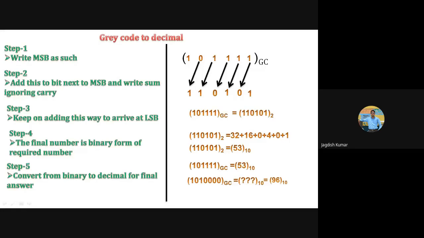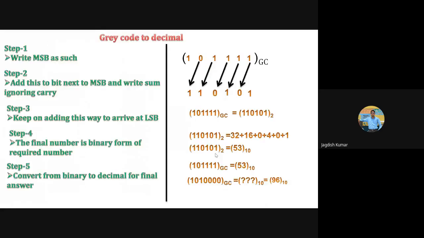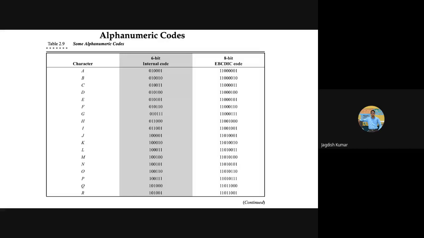Where is Mohit? Okay, Mohit, now you got it correct. Fine. So this should be 96. Very good. So now we shall be talking somewhat more about the codes.